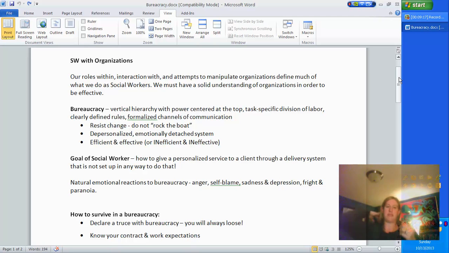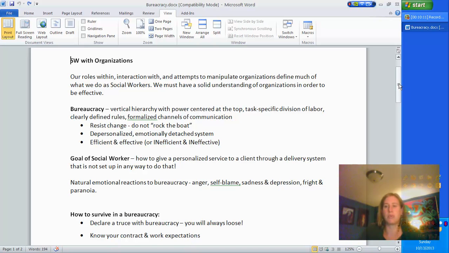So a bureaucracy is defined as a vertical hierarchy with power centered at the top. We have task-specific divisions of labor, clearly defined rules, and formalized channels of communication. Sound familiar? So when you're within those organizations, basically you don't rock the boat, right? There's not a lot of change being made. The structure of the organization in general just resists change. It's a depersonalized and emotionally detached system. It's generally designed to be efficient and effective. My question is, is it really? Or is it actually inefficient and ineffective in some ways because of the nature of the organization?